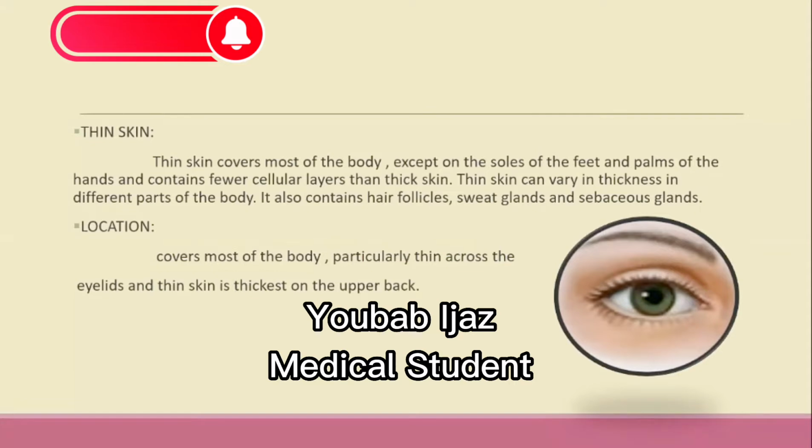Thin skin can vary in thickness in different parts of the body. It also contains hair follicles, sweat glands, and sebaceous glands. Now, where are they located? They cover most of the body, particularly thin across the eyelids, and thin skin is nearest to the upper back.